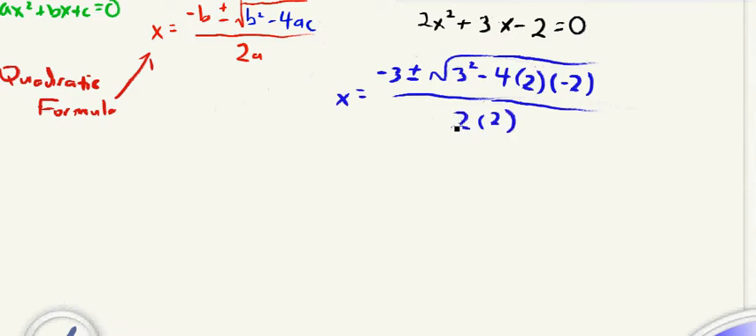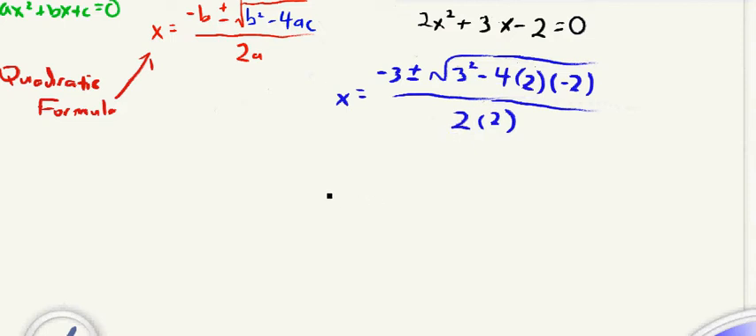This 2 right here and this 4 right here, they just come from the quadratic formula itself, okay? They are never going to change no matter what your equation that you're given is. They are always going to be a 4 right here and a 2 right here. The other numbers are going to change depending on your equation, okay? But these don't change. These are just from our formula.